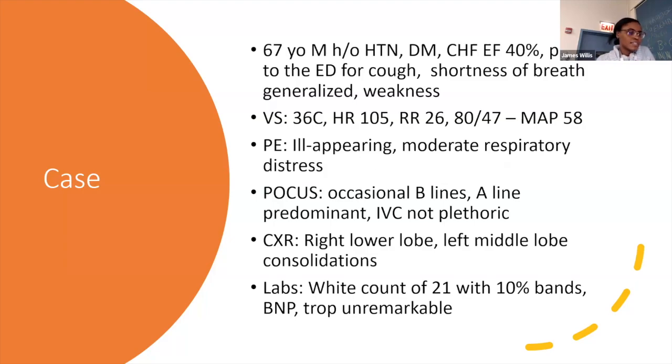You do a POCUS. He's got some occasional B lines. Doesn't appear to be fluid overloaded. A-line predominant. His IVC is not plethoric. Eventually, we get a chest X-ray. We find out that he has basically bilateral pneumonias. He has a white count of 21. He's got a left shift. His BNP and trope are unremarkable.